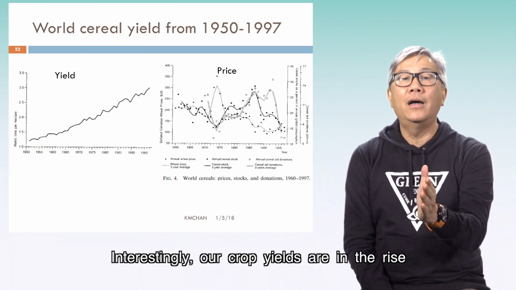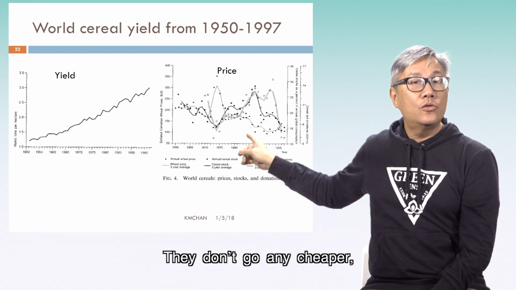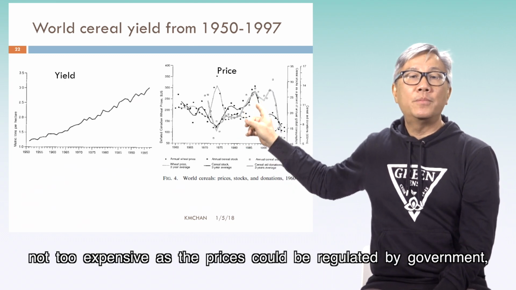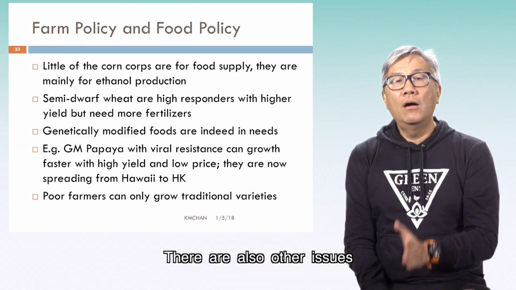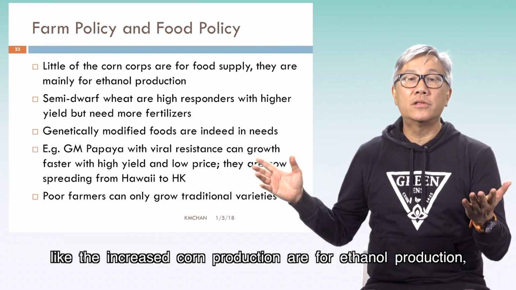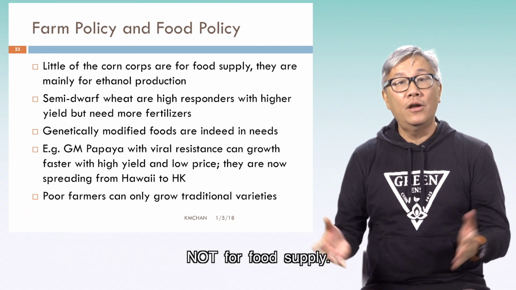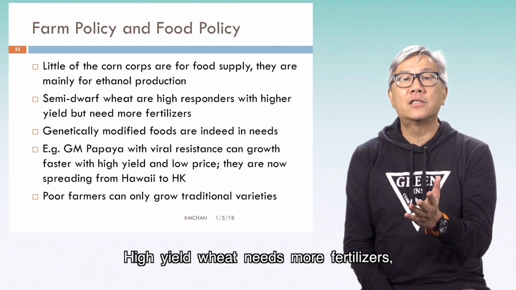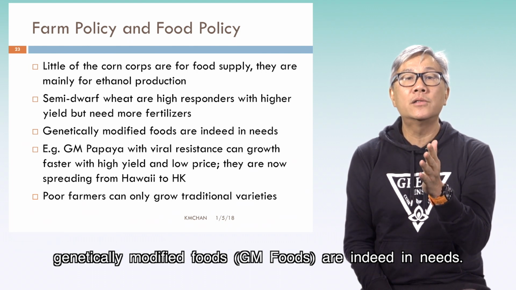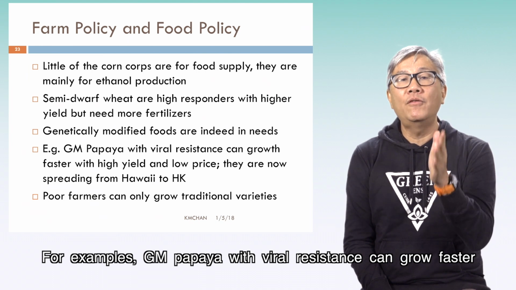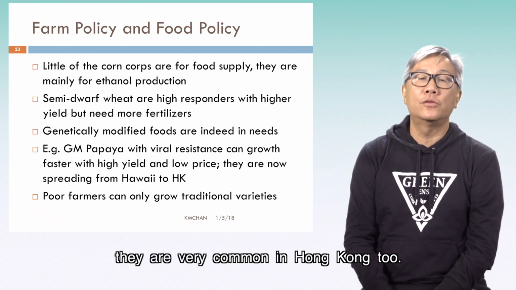Interestingly, our crop yields are on the rise, and the prices are fluctuating a lot. They don't go any cheaper, not too expensive, as the prices could be regulated by government, like rice in Hong Kong. There are also other issues, like the increased corn production are for ethanol production, not for food supply. High yield wheat needs more fertilizers. Genetically modified foods, GM foods, are indeed in need. For example, GM papaya with viral resistance can grow faster with high yield and low price. They are very common in Hong Kong too.